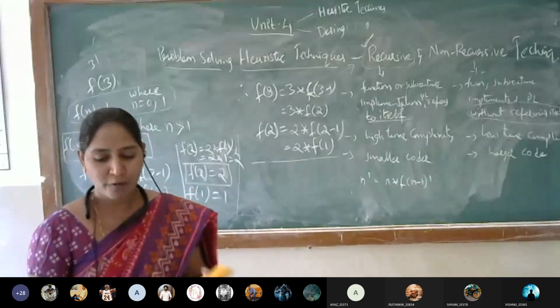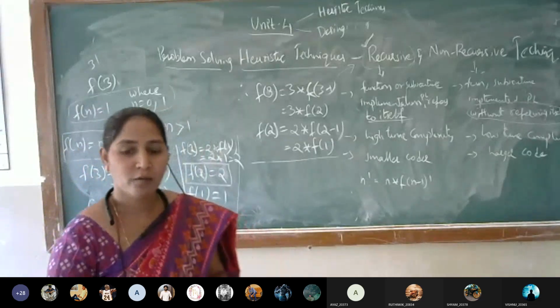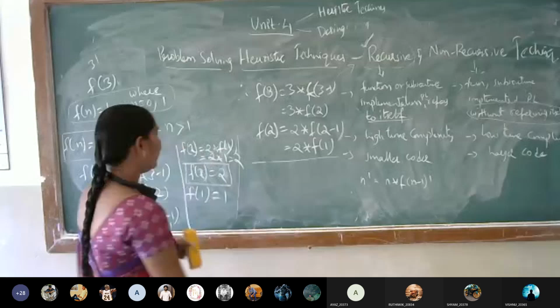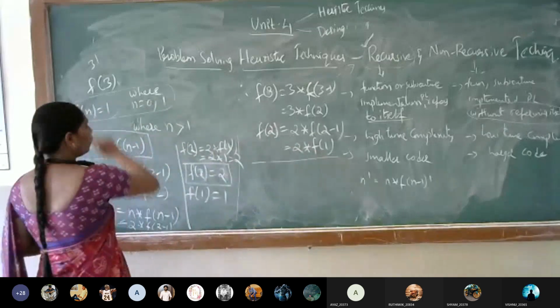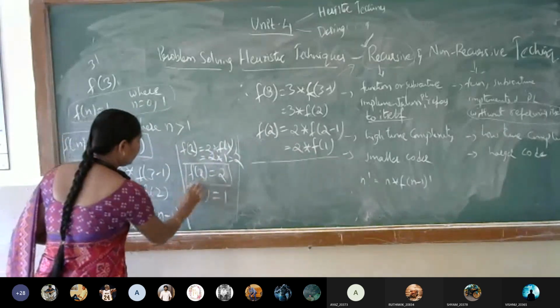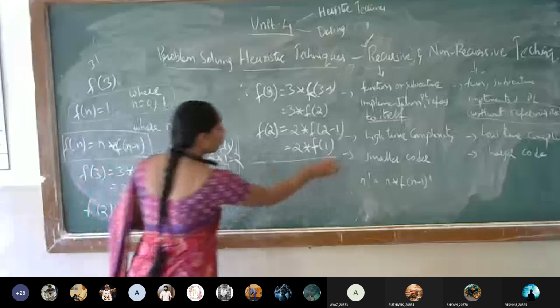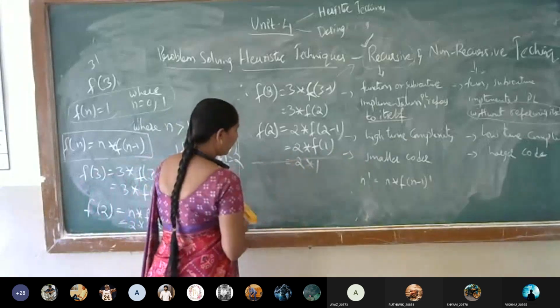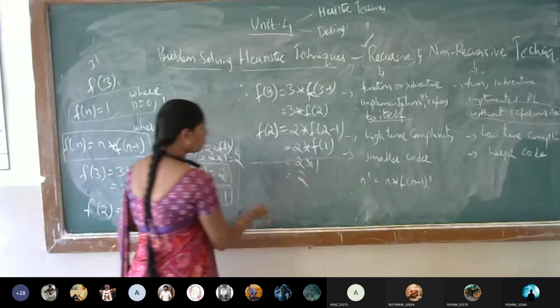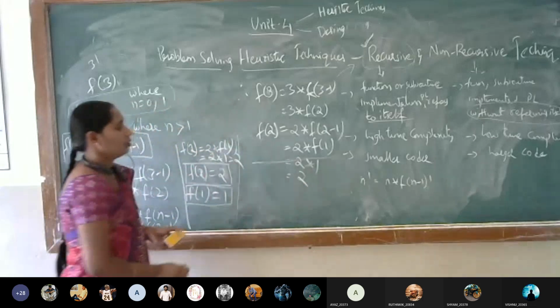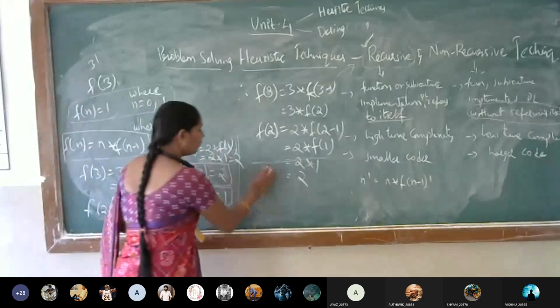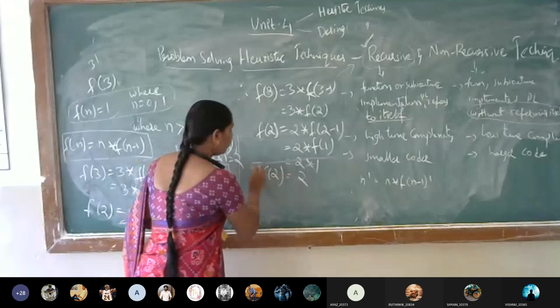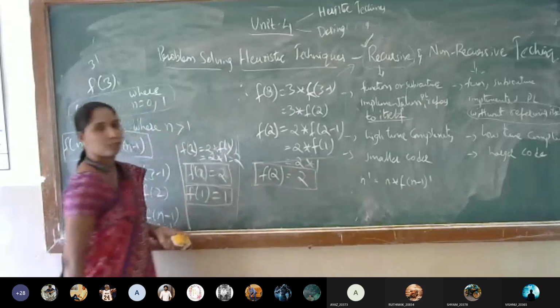So when the f of 1 function is called, then what will I be getting? f of 1 is equal to what? 1 value. f of 1 is equal to 1. So substitute that particular value here: 2 into 1, that is equal to 2. So f of 2 is equal to 2.